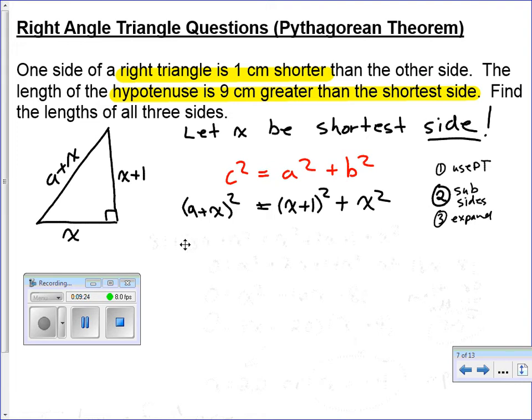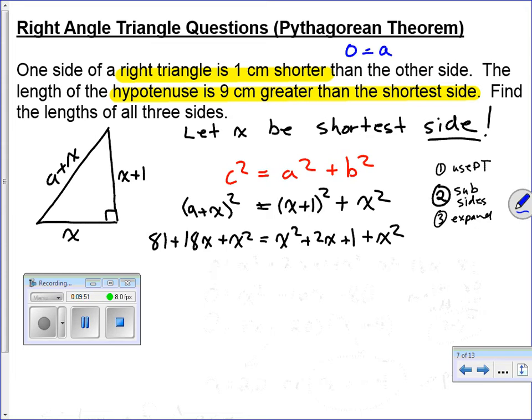So when we expand the left side, we're going to get 81 plus 18x plus x squared. And then it's equal to x squared plus the square of that second bracket, and then plus x squared. Now, the next phase of this, we need to remember, we always have to take our equation and make it look like 0 equals ax squared plus bx plus c in order to solve. So we're going to have to move all this stuff over to the right side.